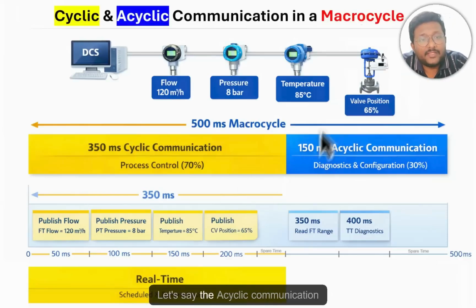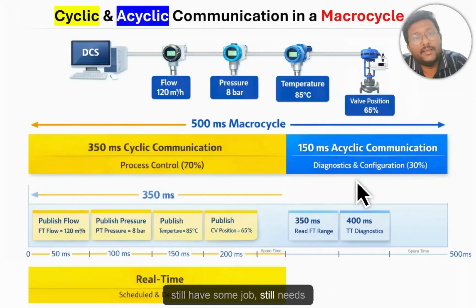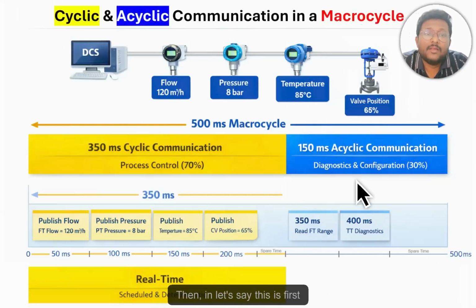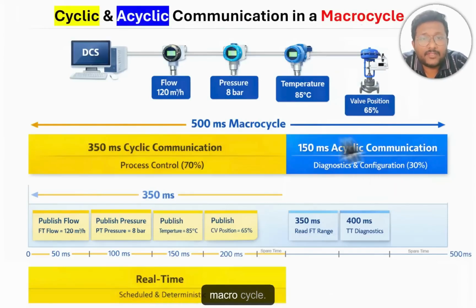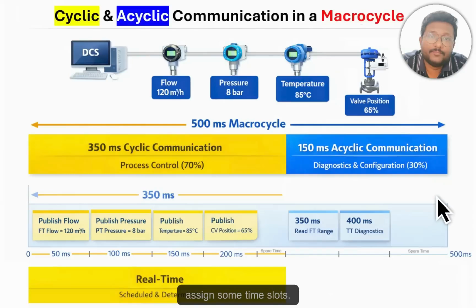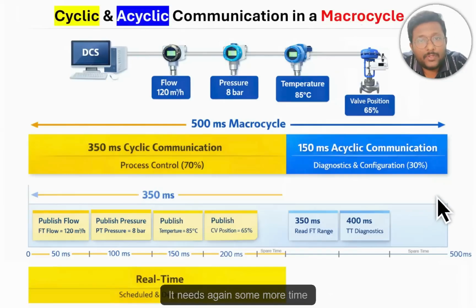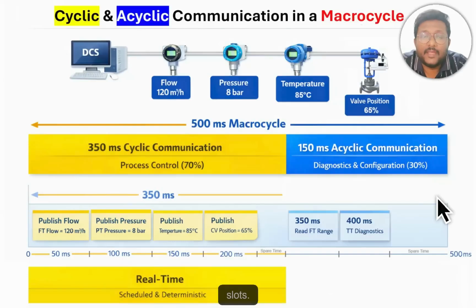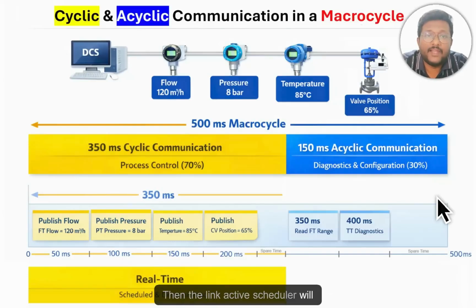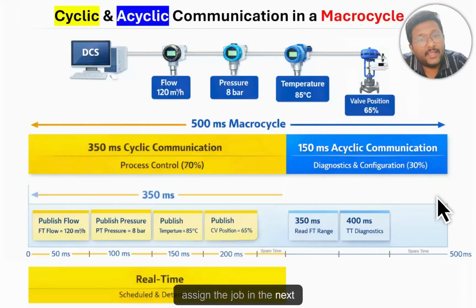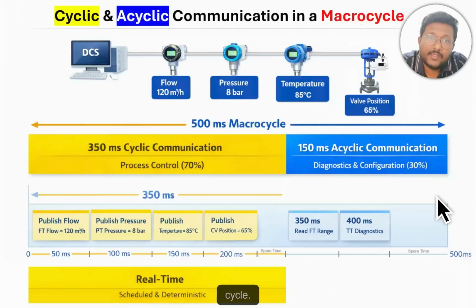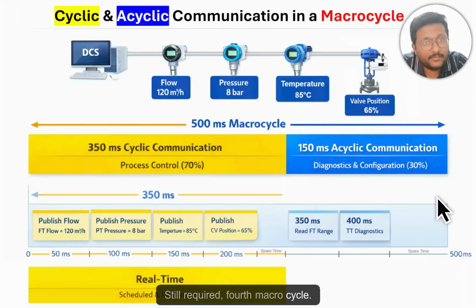Let's say the acyclic communication still has some job, still needs more time slots to complete the job. Then, let's say this is the first macro cycle. In the first macro cycle, it will assign some time slots. If it needs some more time slots again, then the link active scheduler will assign the job in the next macro cycle. In the next macro cycle, the second macro cycle, again if required, the third macro cycle, still required, the fourth macro cycle.